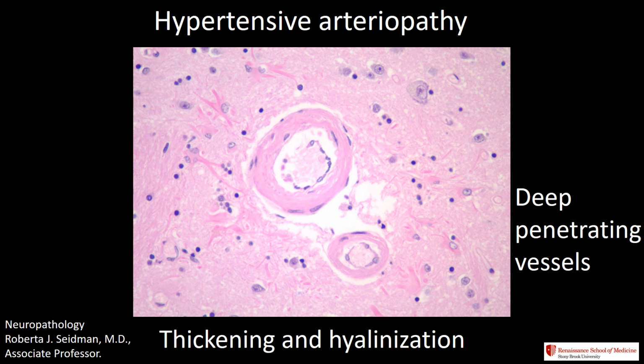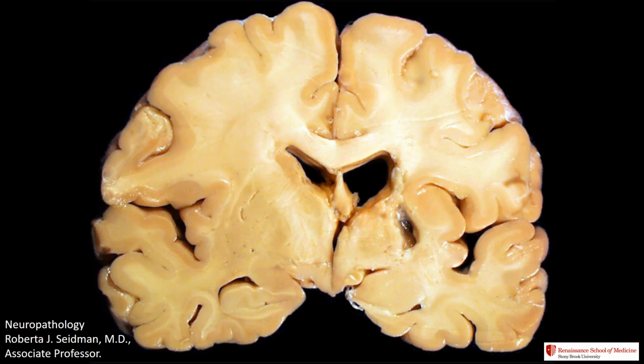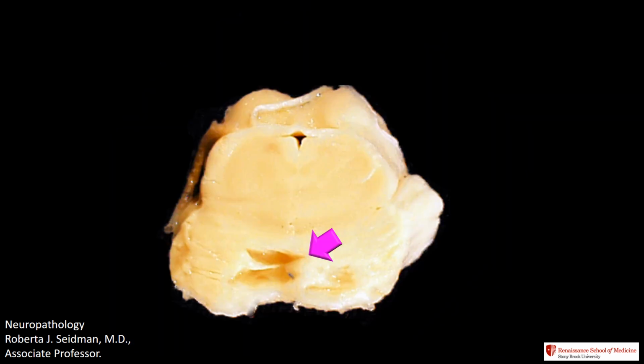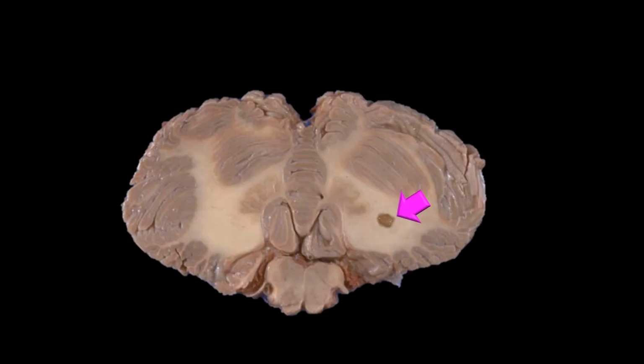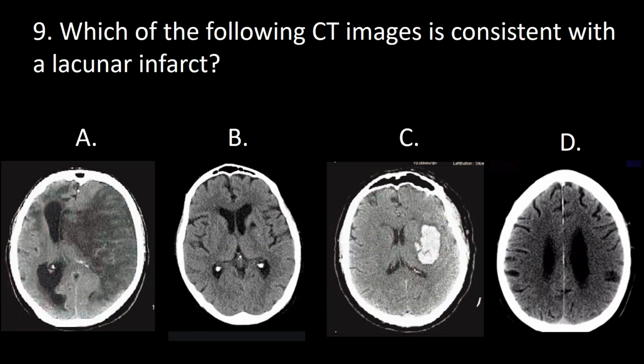In the next few frames, I will show you some pathological examples consistent with lacunar stroke. You can see in this section through the basal ganglia a lesion consistent with a lacunar stroke. Lacunar strokes can also occur at the midbrain pontine junction, pontine region, and cerebellum. So the answer to this question is B.